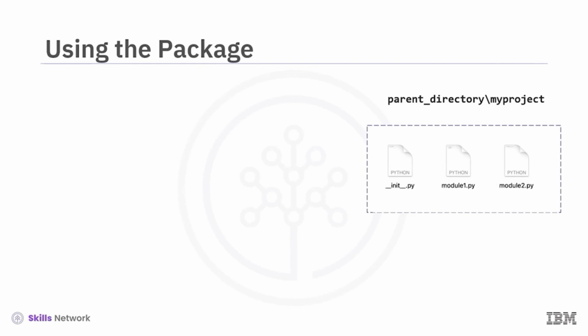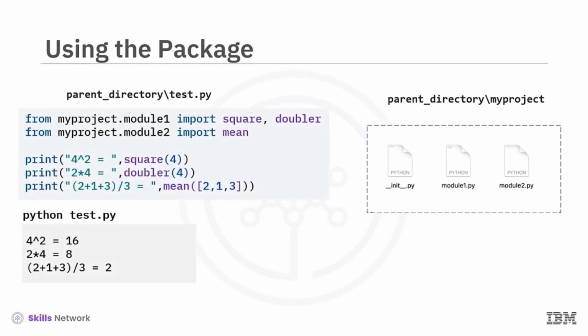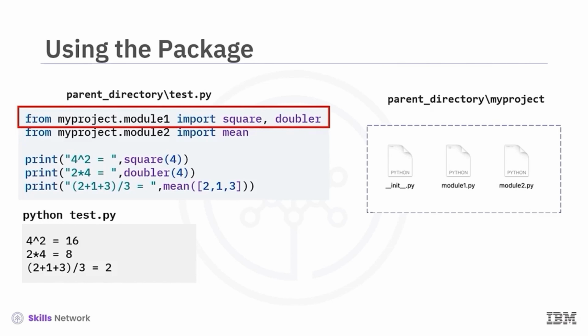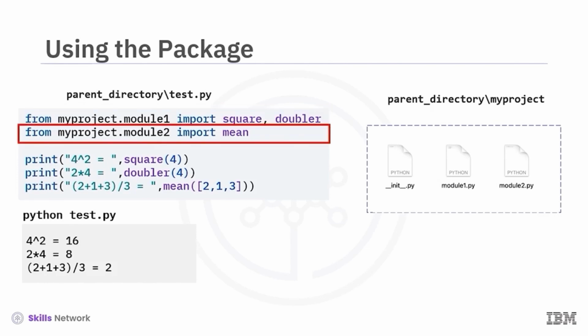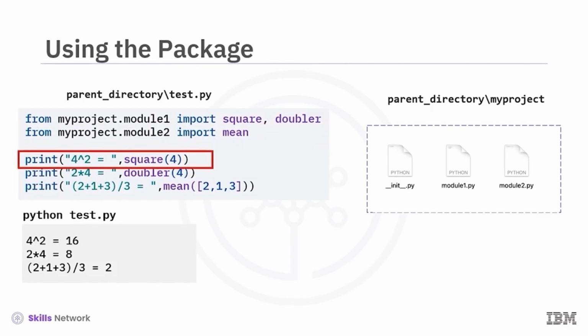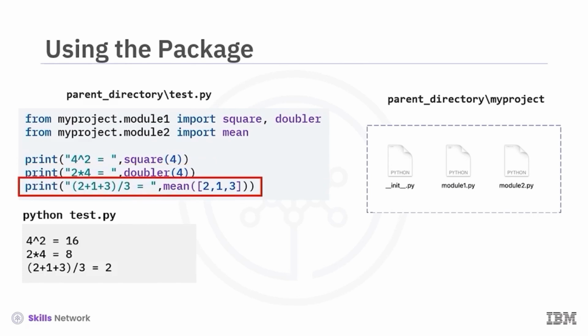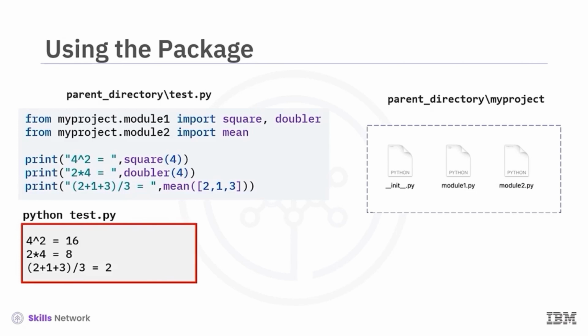After creating the package, you can use it in the other scripts if the package folder is in the same directory. In this case, you have the file test.py in the parent directory. You can import the functions in the package. For example, using the Python code from myproject.module1, we import the square and doubler functions. From myproject.module2, we import the mean function. Then, we print the result of square(4). Next, we print the result of doubler(4). Finally, we use the mean function with the values 2, 1, and 3. You can then run the functions and check if you get the correct results.